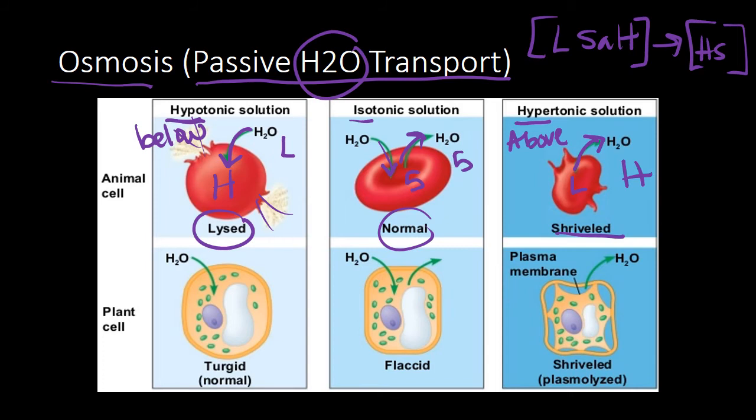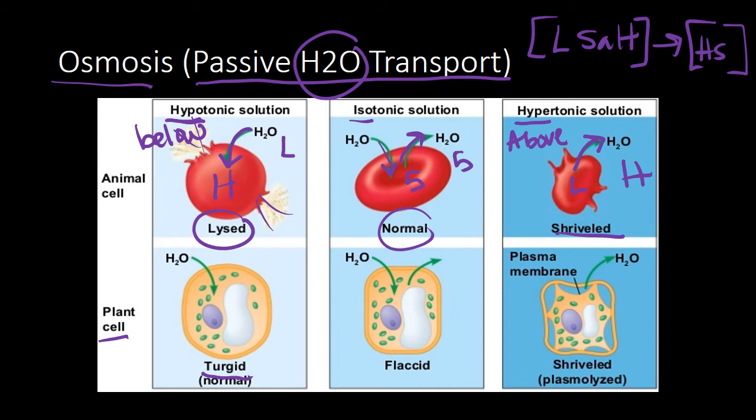Hypo means below, hyper means above. So keep that in mind. This is an example of a plant cell and what it looks like. For hypotonic, where the water's moving in, your cell gets very large and weird looking. It's usually called turgid, and that's a good thing. We want our cell to be turgid so that way it stands up straight.